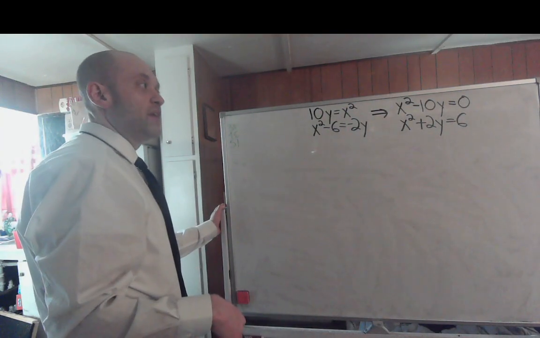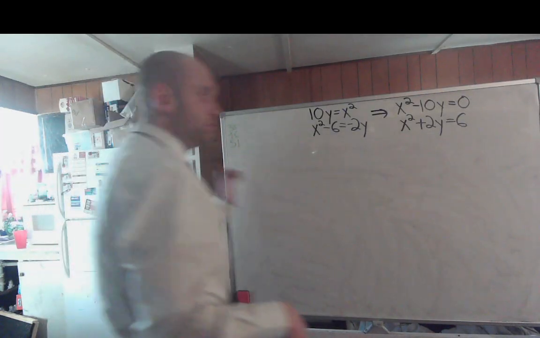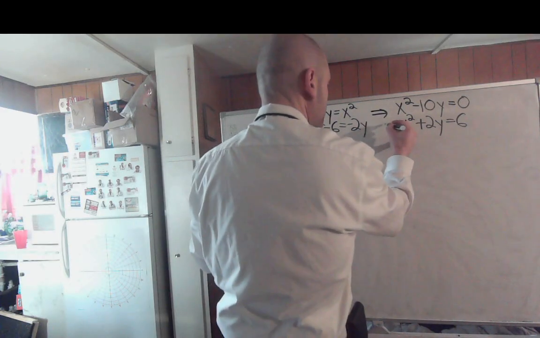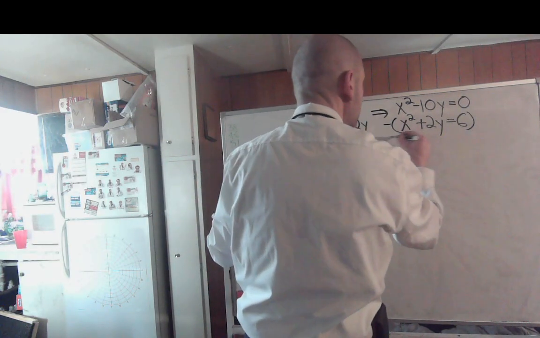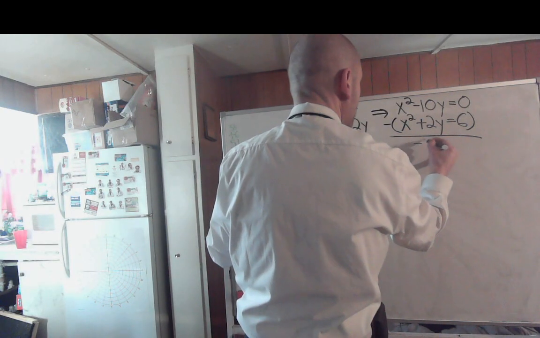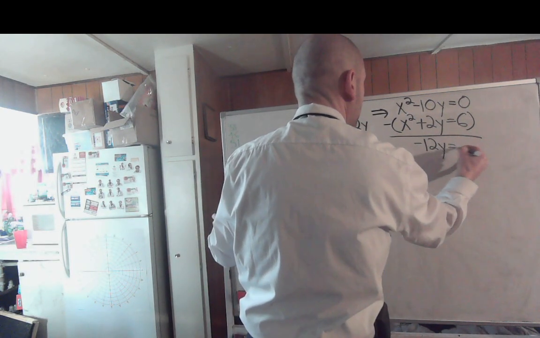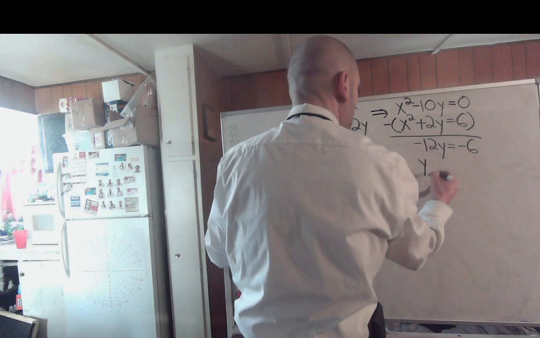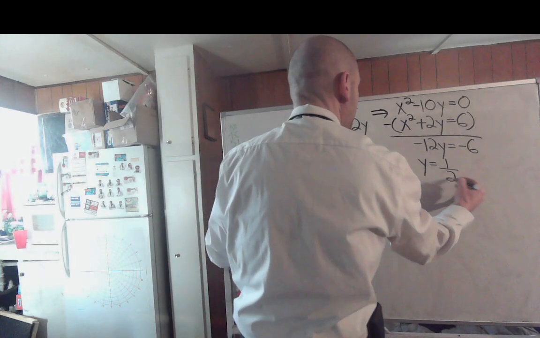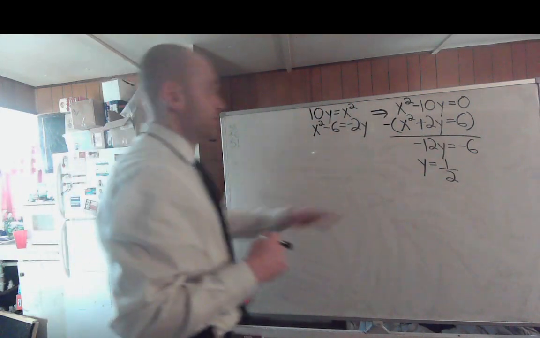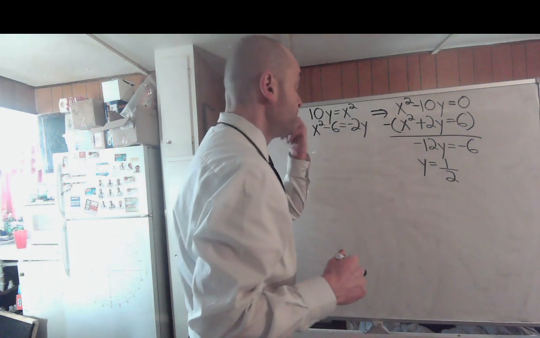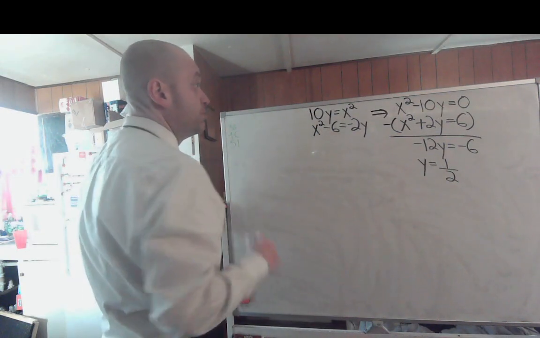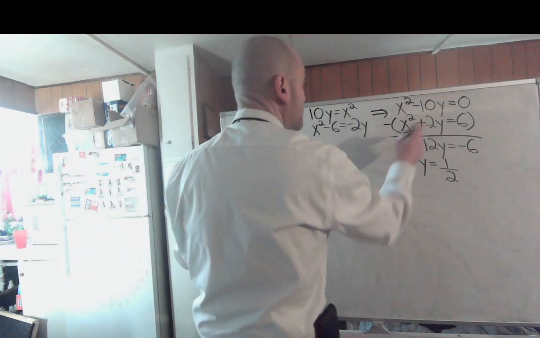Now it makes it fairly obvious that we probably want to get rid of the x squared, right? So let's subtract the second from the first. You'll be down to negative 12y equals negative 6, which would give you y equals positive 1/2. So we got the y coordinate of a point of intersection. Now, what about the x coordinates? So pick an equation, stick it in.